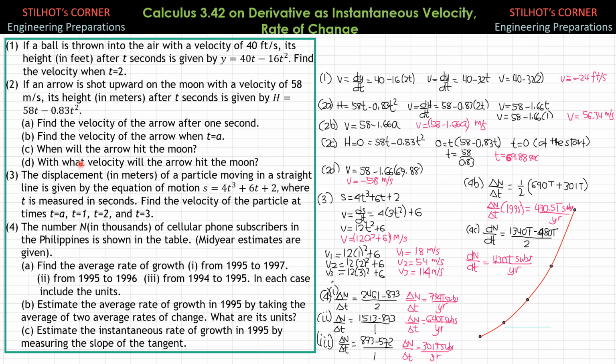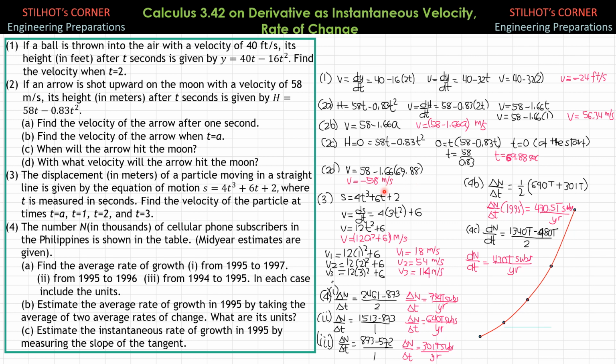Then part D, with what velocity will the arrow hit the moon? The velocity should be negative, so that means it is now dropping, showing that the arrow is now going back to the moon surface. And 58 minus 1.66 times 69.88 is negative 58 meters per second.